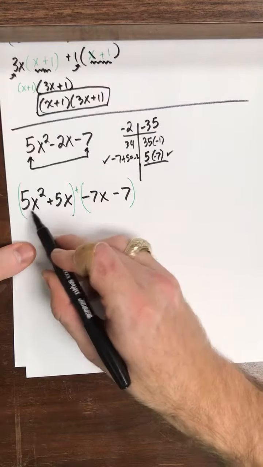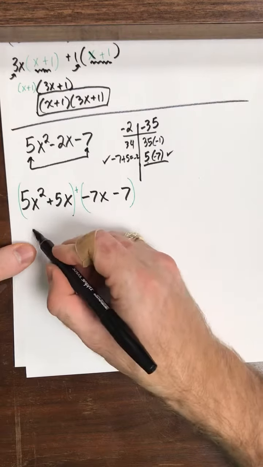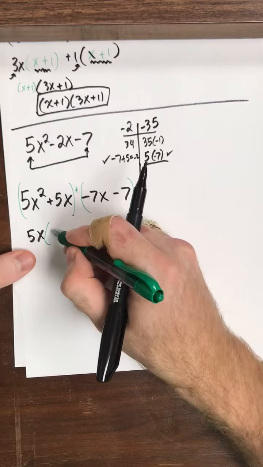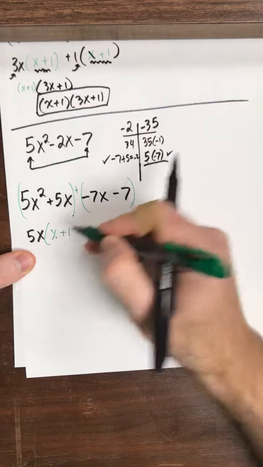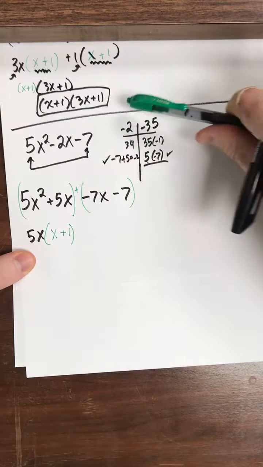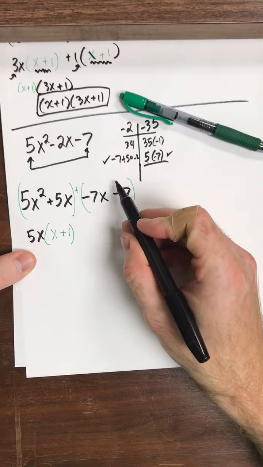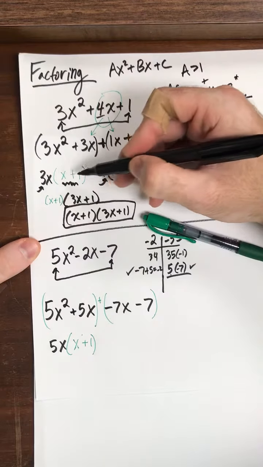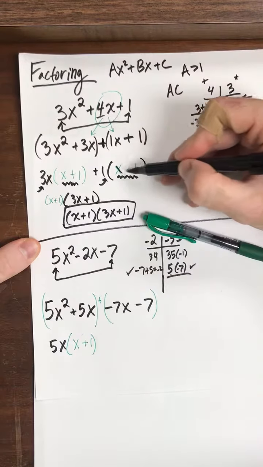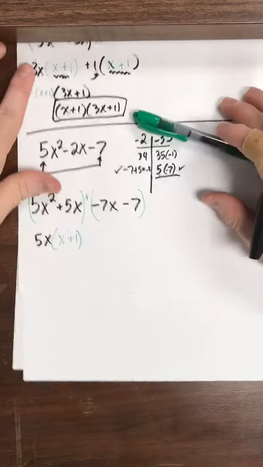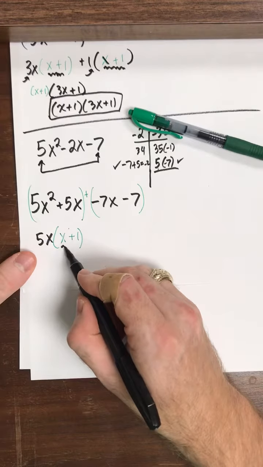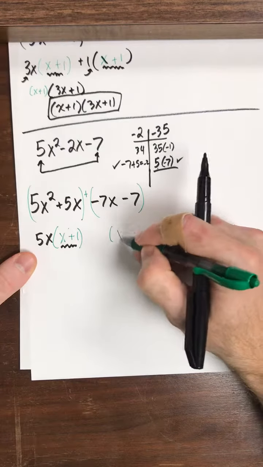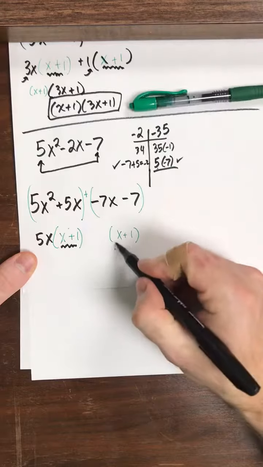So let's see, what's in common between these two? A 5 and an x. So I'm going to pull a 5x out. What do I have left inside? I have an x and then plus 1, I think. Now, when I look at this, I'm thinking, with the last problem, I wanted to make sure that if I had an x plus 1 factor here, then I had an x plus 1 factor here. So I'm going to do the same thing here. I want an x plus 1 factor right there. I want it to be right here. That's what I really, really want.